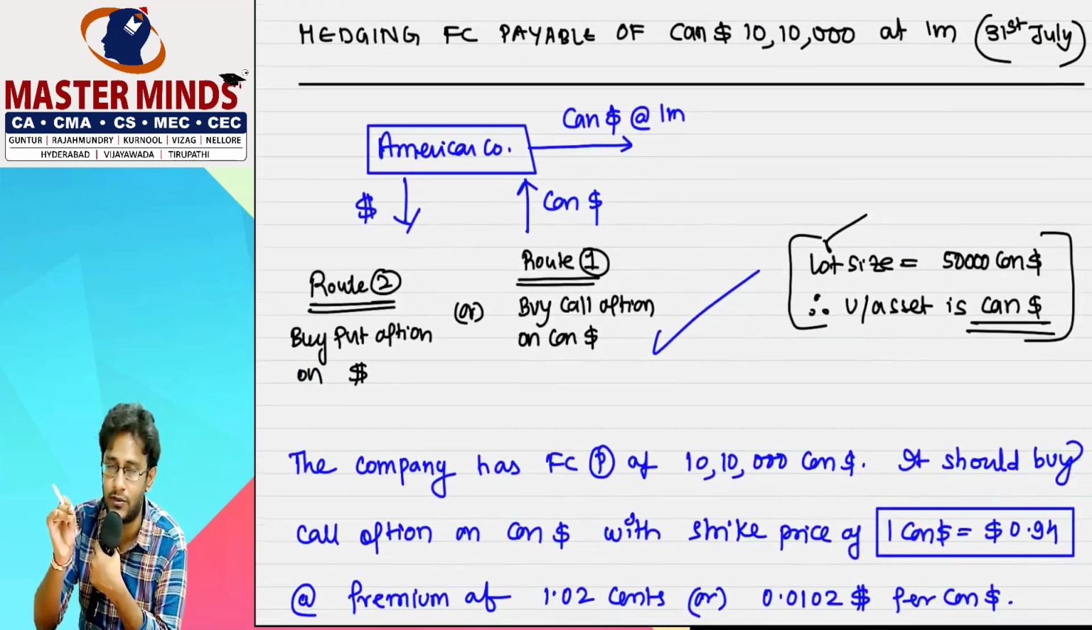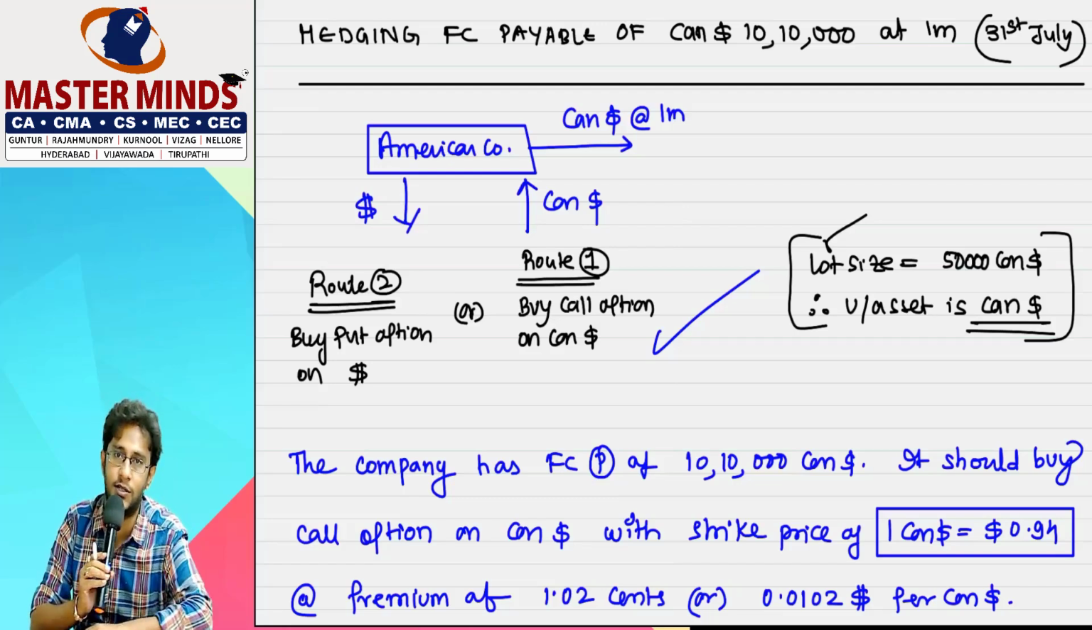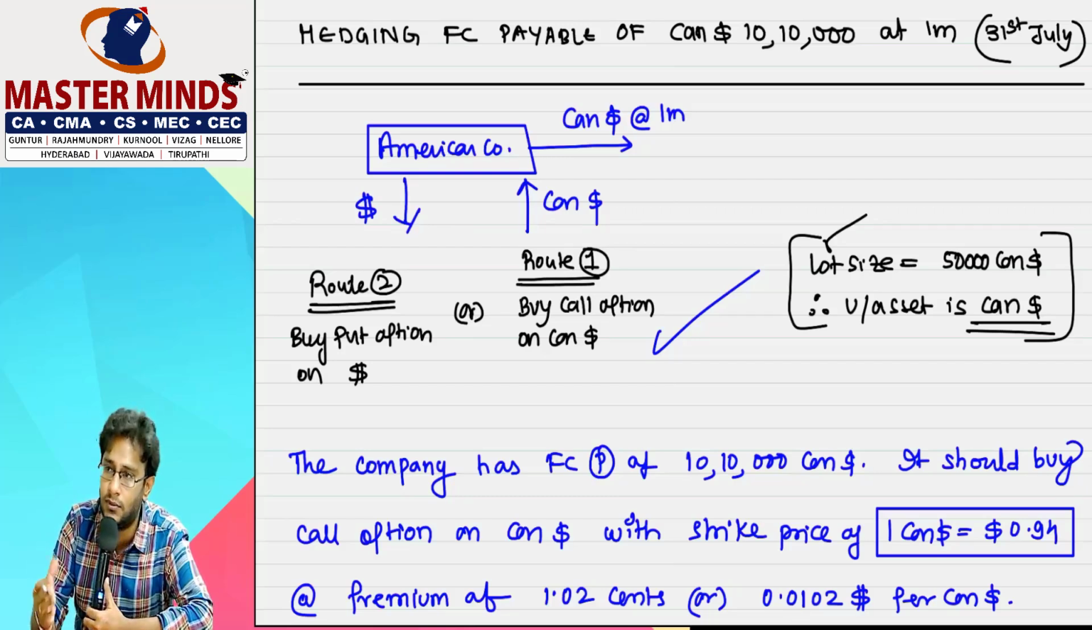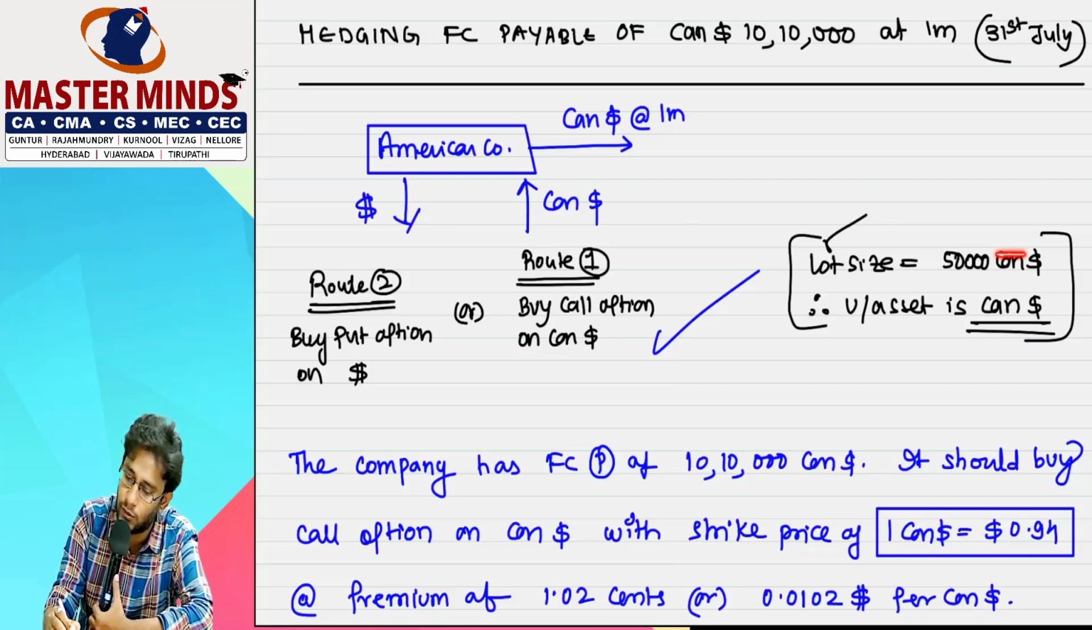Sir, look at the story of the first question, the first case, correctly. You will understand what type of problem you are going to face in the next situation. Your FC payable is in which currency? CAN dollar. For hedging, the call option also is in CAN dollar only, because in the question CAN dollar is the underlying asset. So what is the lot size? $50,000. What is your FC payable? 10,10,000 CAN dollars. How many contracts should you take? 10,10,000 divided by 50,000. Directly you did. Fantastic. Imagine, sir, the question told you the lot size is 50,000 US dollars.